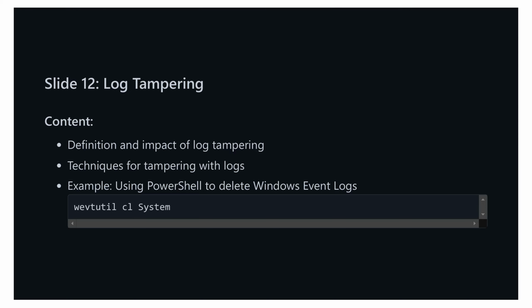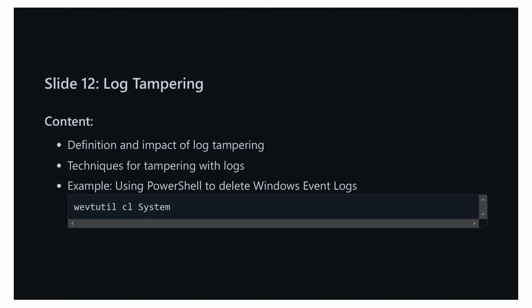These methods can range from modifying existing entries, adding false information, or completely deleting logs to remove any evidence of malicious activity. For instance, you can use PowerShell to delete Windows event logs with a simple command: PowerShell wevtutil cl system. This command clears all the entries in the system log, effectively erasing any trace of the actions taken previously.